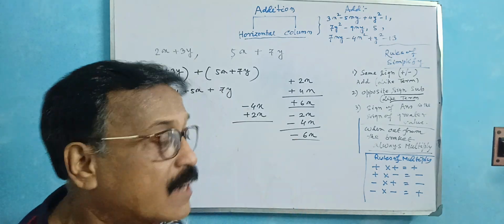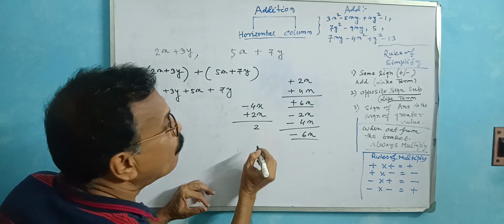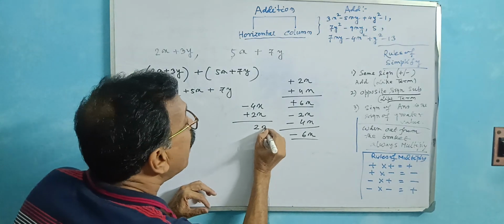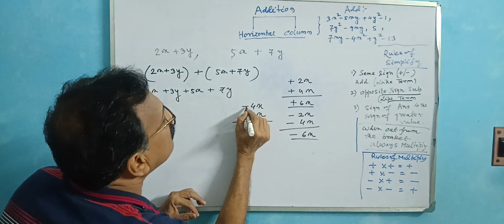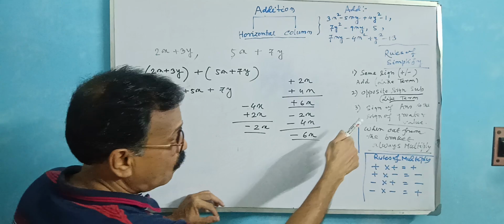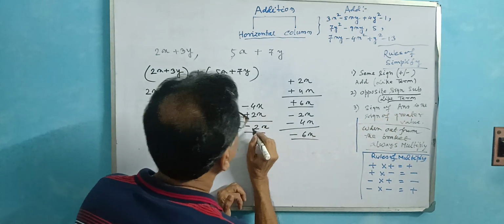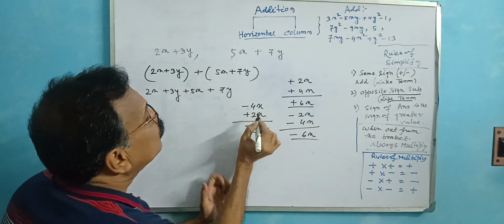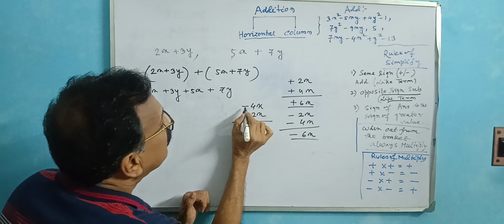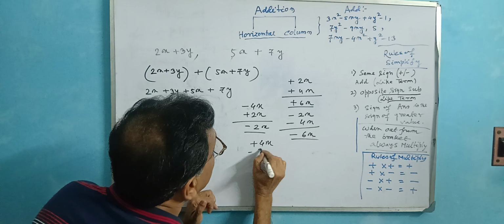Opposite sign, subtraction. 4 is greater than 2. So 4 minus 2, 2x. Now determine the sign. Which one is the greater? 4 is the greater. What is the sign? This is minus. So minus. For that reason, the sign of the answer is the sign of the greater value. Greater value 4, what was the sign of this 4? It is minus. So minus 2x. If this is reversed, suppose this is 4x minus 2x.